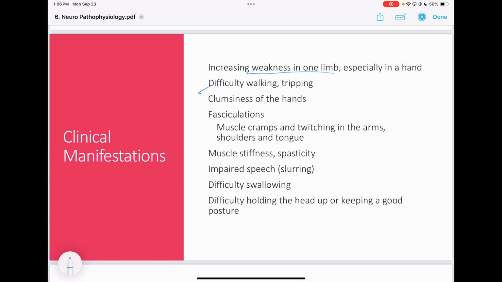Clumsiness in the hands because they can't squeeze things. They drop them easily. Fasciculations are twitches that are going on. Muscle stiffness, spasticity. Speech becomes a problem later on. Swallowing. And then eventually the postural muscles cease to function and they can't keep their head up anymore because the cervical muscles aren't working.